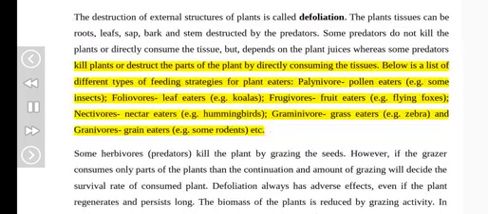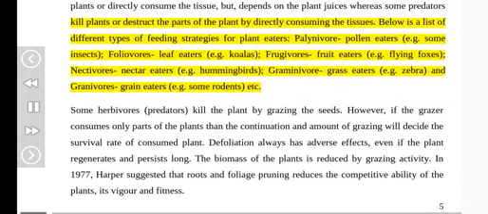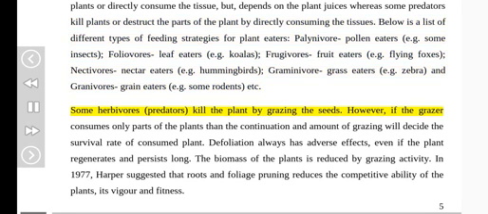Below is a list of different types of feeding strategies for plant eaters. Palynivores, pollen eaters, e.g. some insects; folivores, leaf eaters, e.g. koalas; frugivores, fruit eaters, e.g. flying foxes; nectarivores, nectar eaters, e.g. hummingbirds; graminivores, grass eaters, e.g. zebra; and granivores, grain eaters, e.g. some rodents, etc.